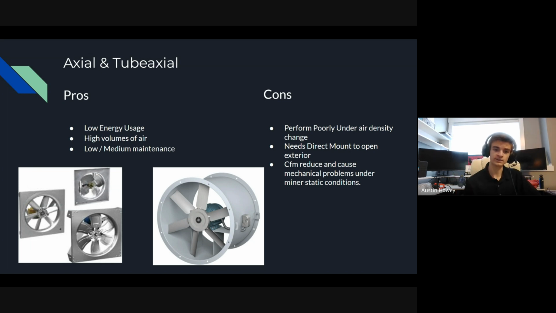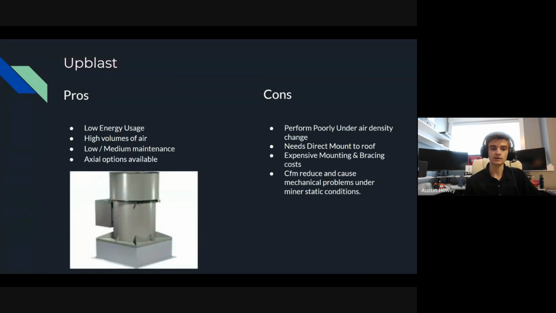So that's what the trade-off is. You can optimize for the centrifugal or the mixed flow, but you're not going to get the efficiencies. And if you optimize for the tube axial or the axial, you're going to get more efficiencies on moving less resistance air. So when you're designing your system, that's what you want to keep in mind when running these fans: make sure that you take all the stress that you can off your system, because these fans become more efficient. But we'll move past these and we'll talk about the upblast application.